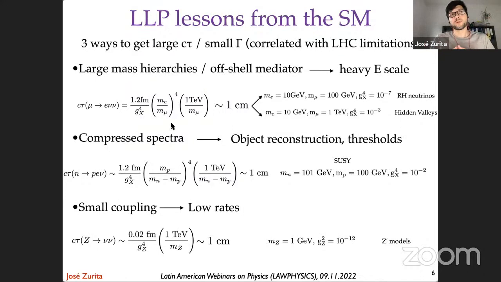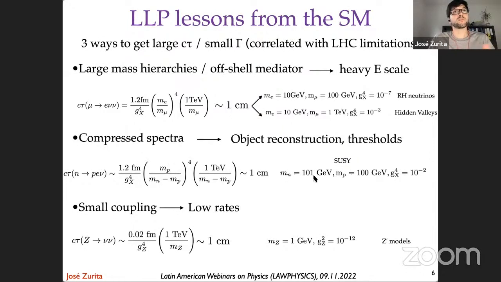Now, another thing that can happen, and what happens to us, luckily, in the way that the neutron decays to the proton and not vice versa, is if the spectrum is very compressed. What makes this lifetime larger is the fact that the mass difference of the neutron and the proton divided by either the proton or the neutron mass is a very small number, and to the fourth power is an even smaller number. So the width is small, the lifetime is large.